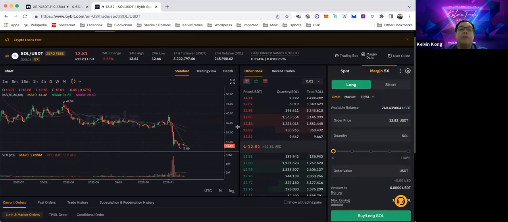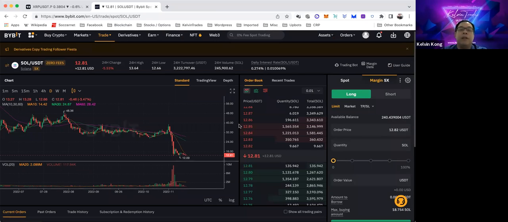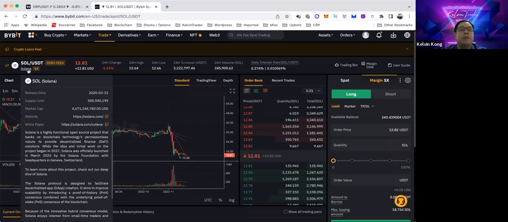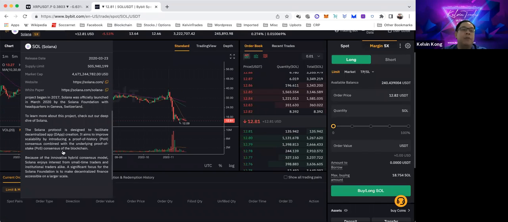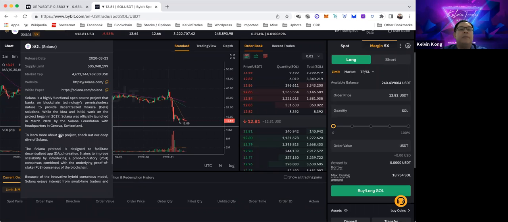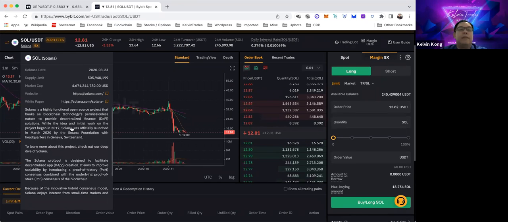So just in case you are curious, you want to know what the coin is or what project it is all about, you can move your cursor over here, Solana. Then Bybit will give you a brief introduction of what Solana is all about, what the project is all about. Then over here, it gives you the website link to go to if you want to find out more about the project or the coin. Then this is where you can find the white paper of the project.